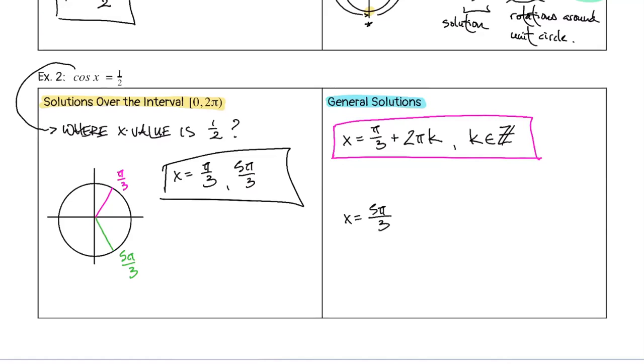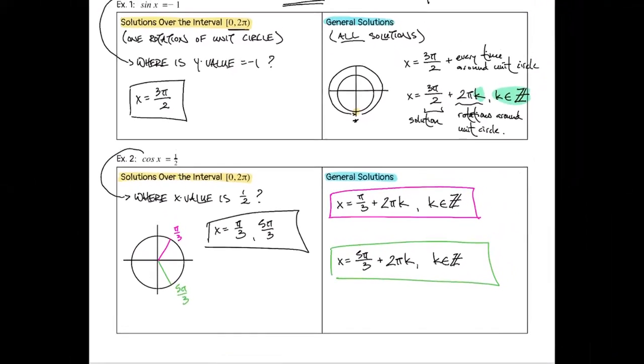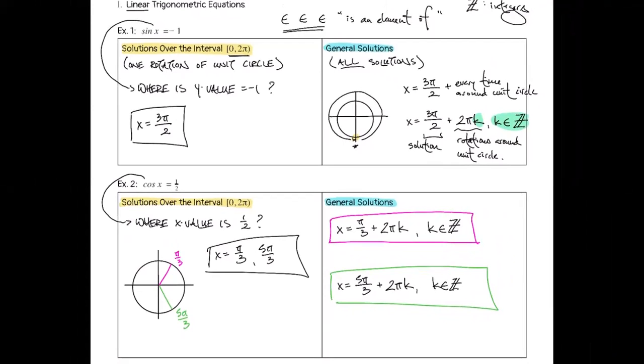Start at the green line plus as many rotations around the unit circle as I want. But we need to make sure that they are full rotations around the unit circle. Okay. All right. Let me just squeeze example 1 and 2 on the same page here. Whoa. How are we feeling about those so far?